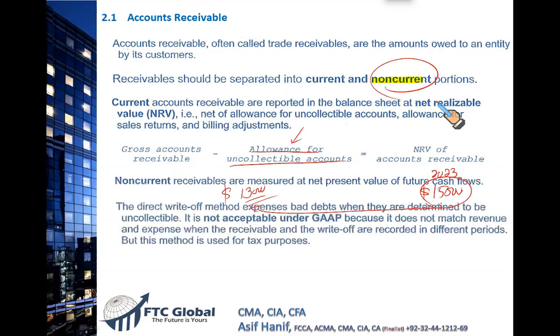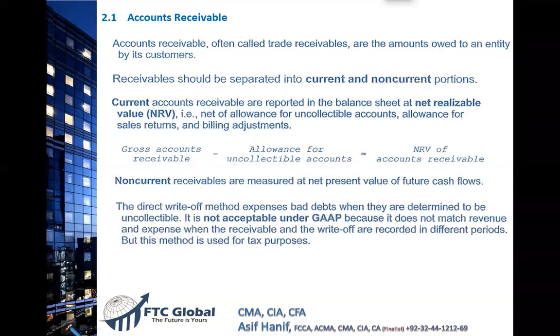Okay, now this is important. This is the most important part. When some of your customers are unable to pay you, they are more likely to go bankrupt, or maybe they refuse to pay, what do you do? Normally, what you would have done so far, some of you, that's the entry you pass. You debit the bad debt expense, actual bad debt, and you credit the customer.